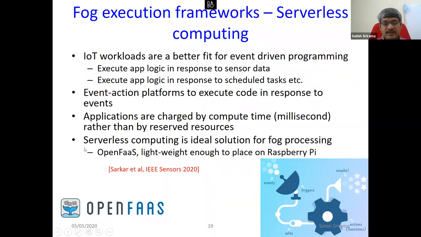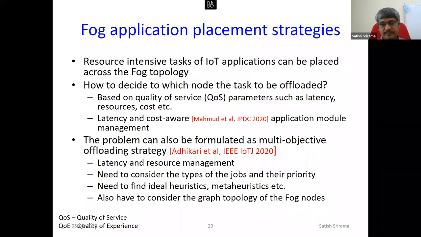It is actually possible. There is a framework called OpenFaaS, which is light enough that you can actually execute it on a Raspberry Pi, which we have checked, and we have published the results at IEEE Census, Nagendra and myself, along with our colleagues. So serverless is an ideal solution for fog computing. I will assume this, and I will also use it in my other discussions. So you can have a serverless execution framework on a Raspberry Pi, and you can use it in your fog processing. That's also one domain which can be looked at.